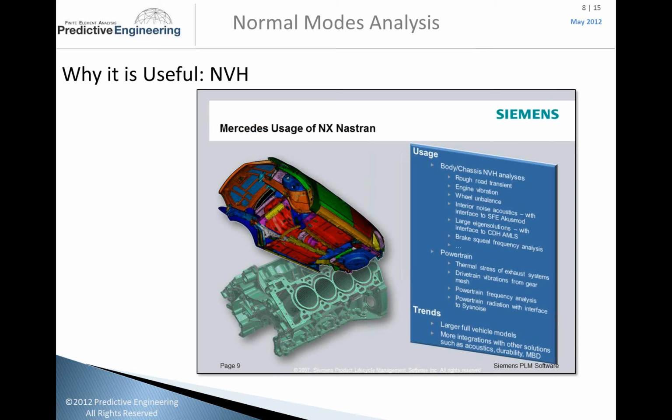And then in automotive, which is one of the regions where Nastran is really popular, is all the usage in body noise, vibration, and harshness. So you have chassis, rough road, transient, engine vibration, wheel unbalance, interior noise acoustics, large eigensolutions, brake squeal. So this is why Nastran is so popular. The strongest solution sequence in Nastran is normal modes, solving these types of problems.